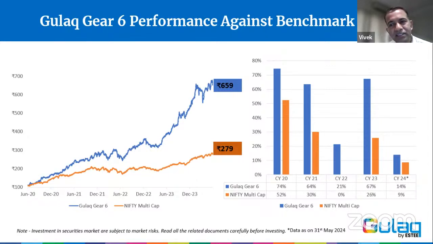Obviously, the previous few years have been good. And this year, we'll see what happens. There's still 7 months left, but there's still some alpha that we have been able to produce in the last 5 months.